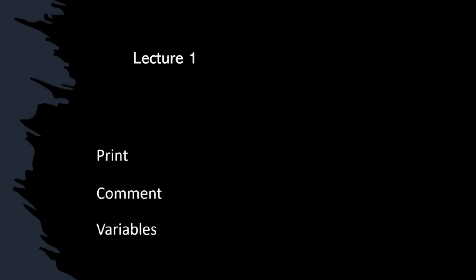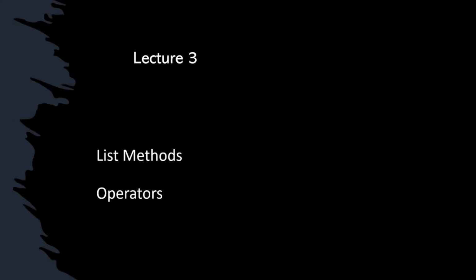In lecture 1, we are going to talk about print, comment, and variables in Python. We are going to write our first program in this lecture. We are going to talk about why commenting is important in Python and we will discover variables. In lecture 2, we are going to talk about the data types in Python. We are going to discover the numeric and categorical data types in Python in this lecture.